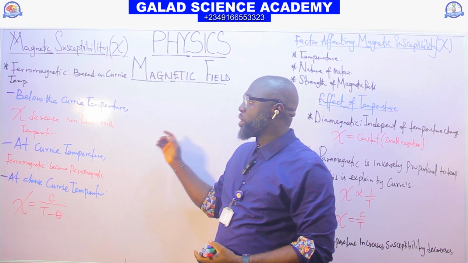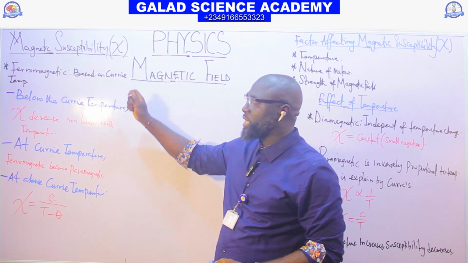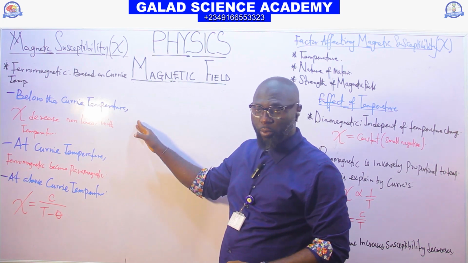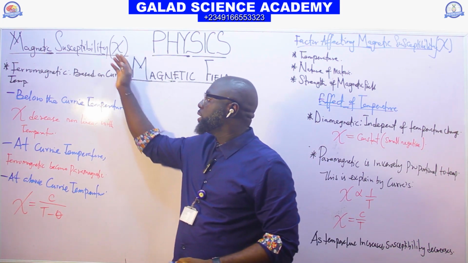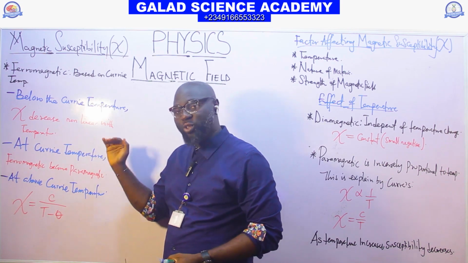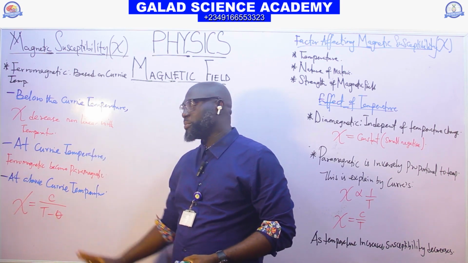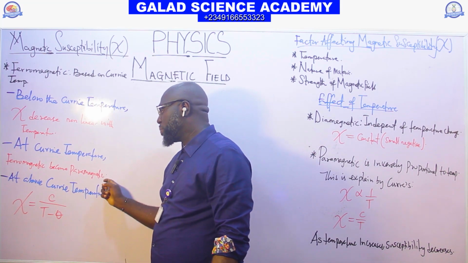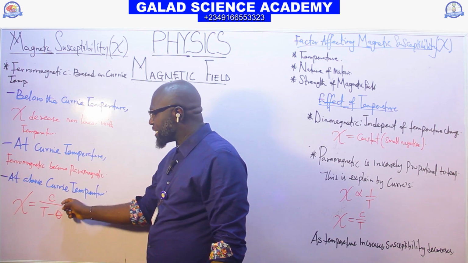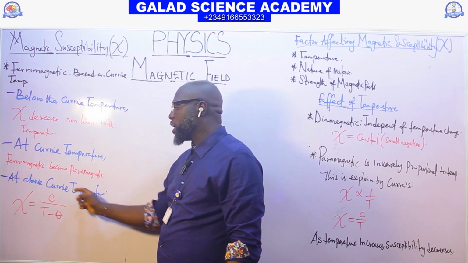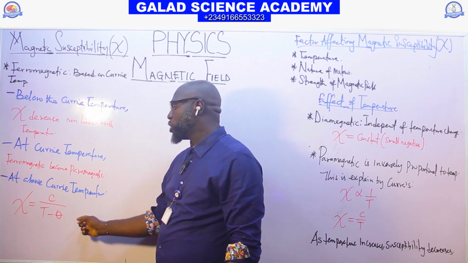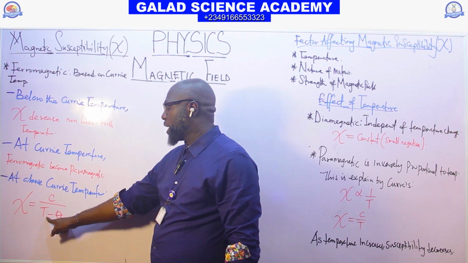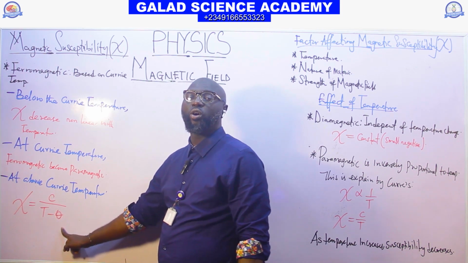But in the case of ferromagnetism, it all deals with the Curie temperature. Below the Curie temperature, the susceptibility decreases abnormally, not linearly with temperature. At the Curie temperature, ferromagnetism becomes paramagnetism. Above Curie, the magnetic susceptibility depends on the Curie constant, absolute temperature, and the Curie temperature given.